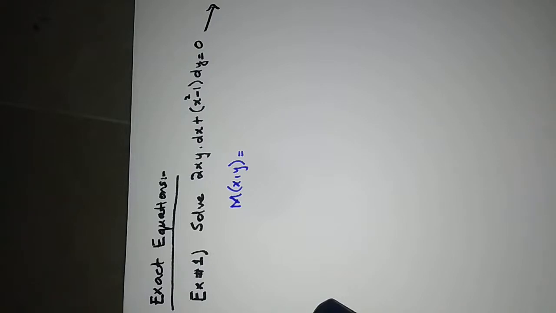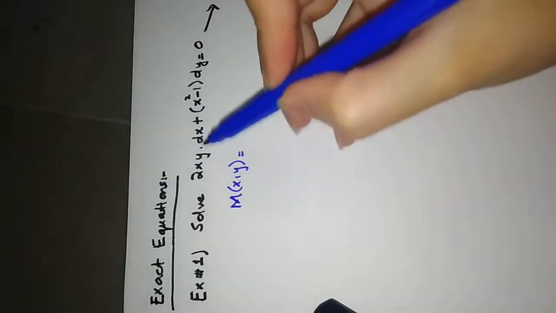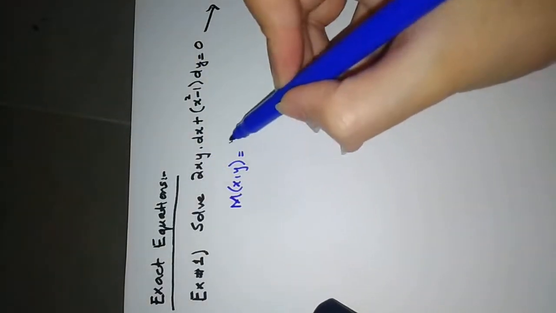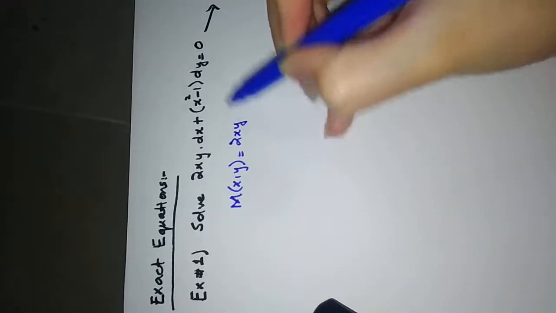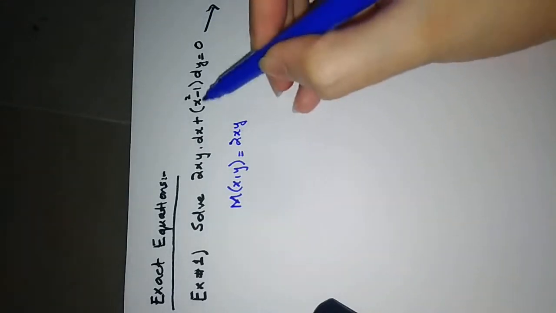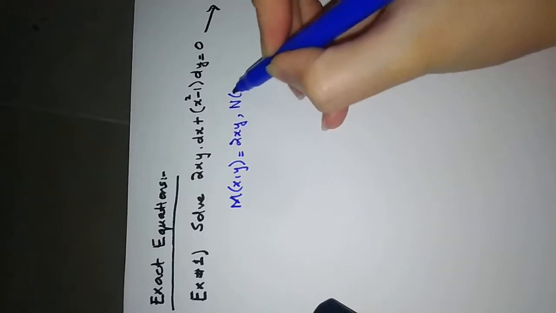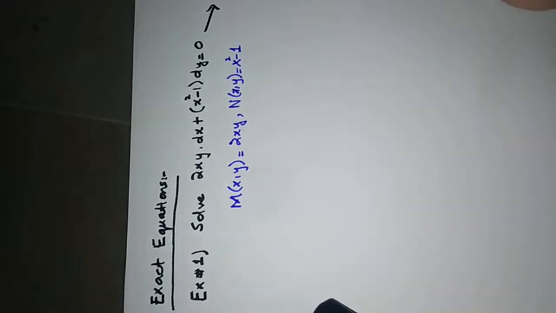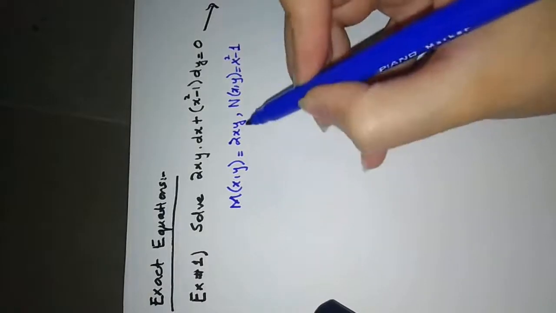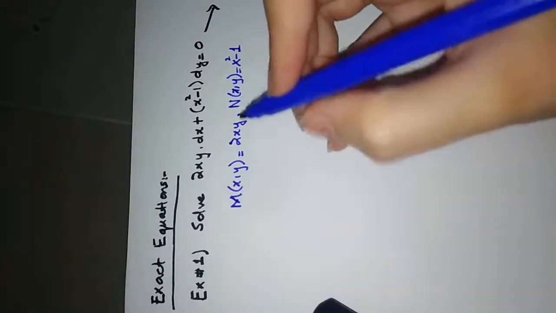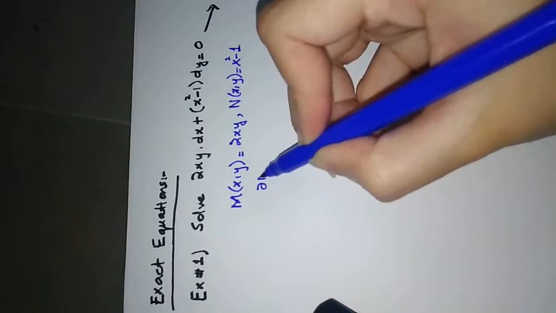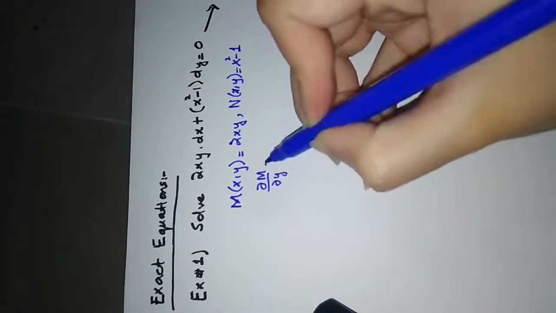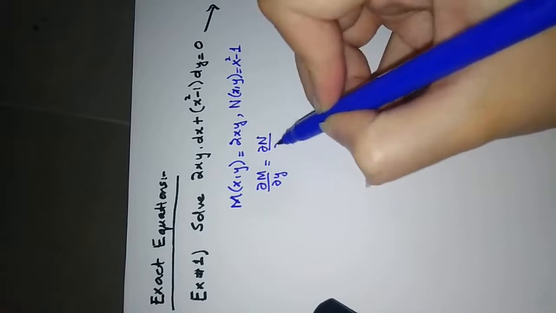First of all, we have to identify what M is here and what N is here. So M(x,y) is the function along with dx, and that is 2xy, and along dy the function N(x,y) is x² minus 1, right? The exactness criterion is partial M by partial y equals partial N by partial x.